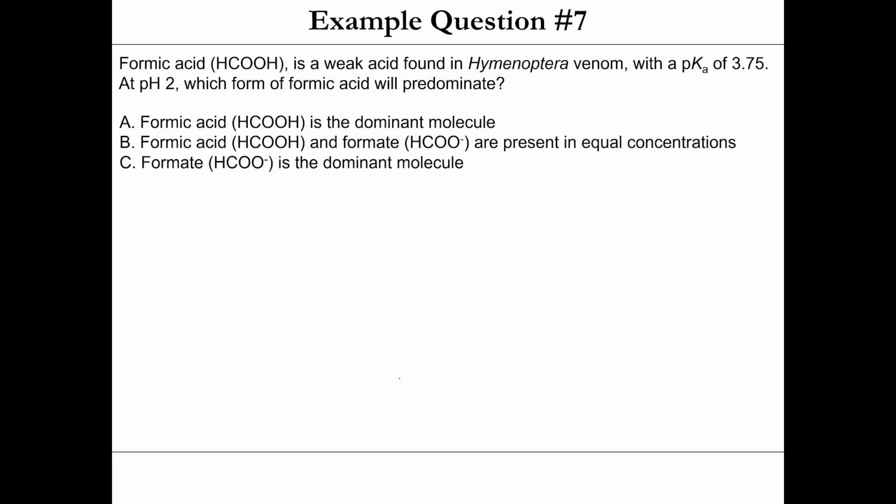So you don't even have to do any math for this. If you want, you can just make up a ratio where one is in a higher concentration than the other and plug that into the Henderson-Hasselbalch equation. But we already know that the pH of 2 is below the pKa. So our correct answer is going to be that the acid form, formic acid, is going to be the dominant molecule in this solution. That type of question should be pretty easy if you just take some time and learn the concept of pKa and the Henderson-Hasselbalch equation.